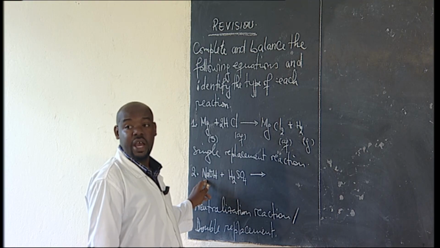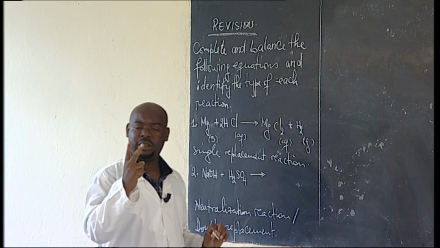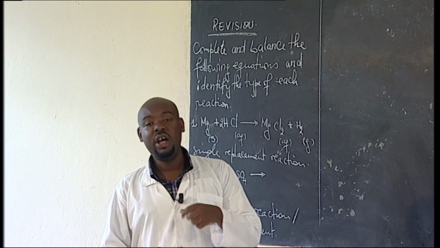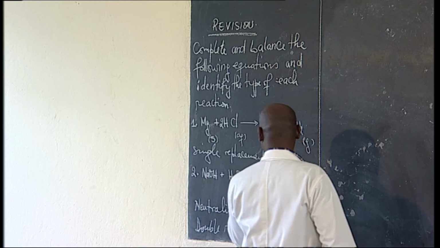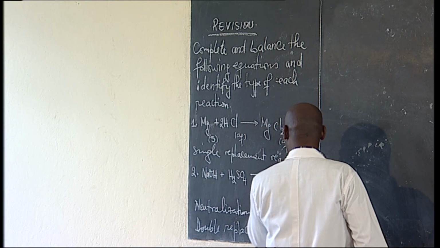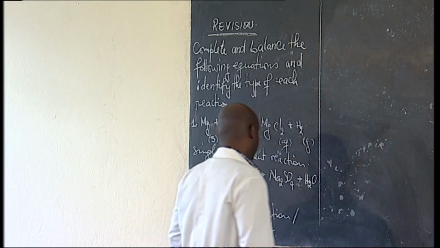Now let us complete this equation. When a base reacts with an acid, what do we get? We get 2 products. The first one is a salt, and the second one is water. So here we produce sodium sulfate plus water.